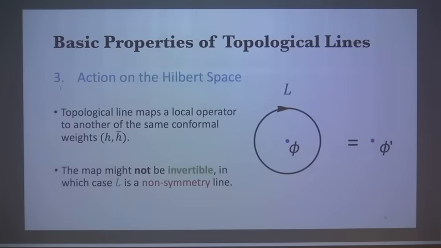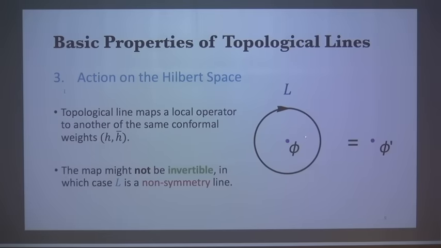The third property that I will need is the action on the Hilbert space. Given a topological line, it naturally gives rise to a map from a local operator to another. The map is simply given by encircling the local operator by the topological line, and you shrink the topological line. And that will give you another local operator, phi prime. Since the line is topological, this action will preserve the conformal weights h and h bar.